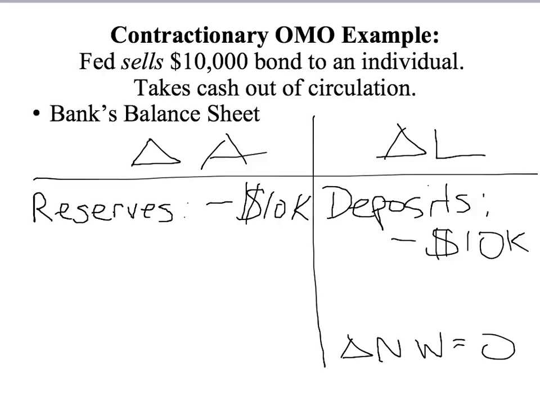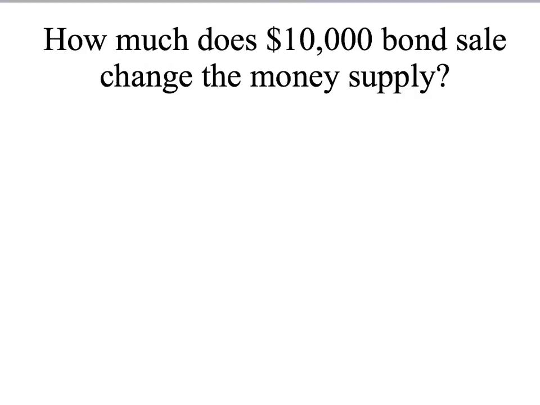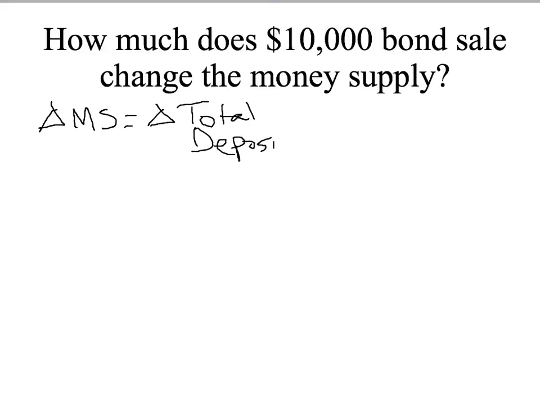So this is going to set the reverse multiplier process into action. And we can ask, how much does that $10,000 bond sale change the money supply? We can think of the total effect on deposits, and then the total effect on the money supply. So let's just do that together. The change in the money supply is equal to the change in total deposits plus the change in cash held by the public.